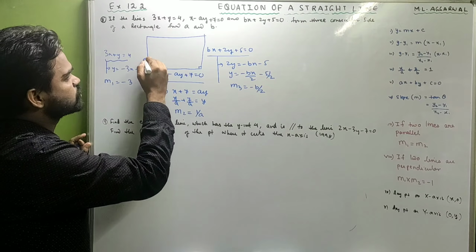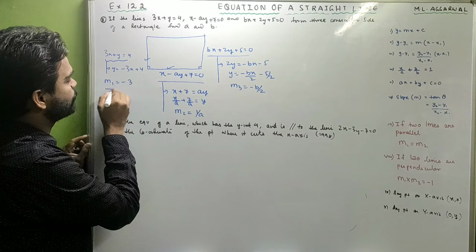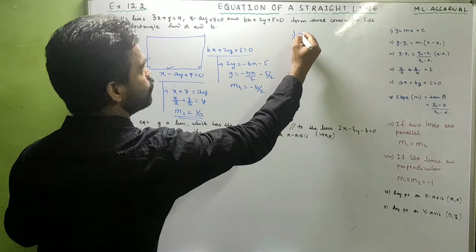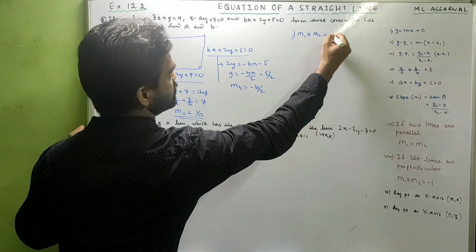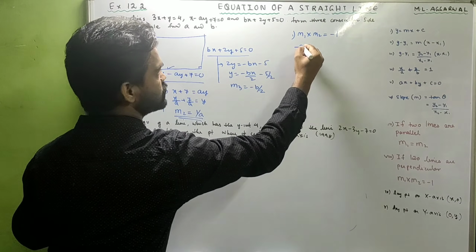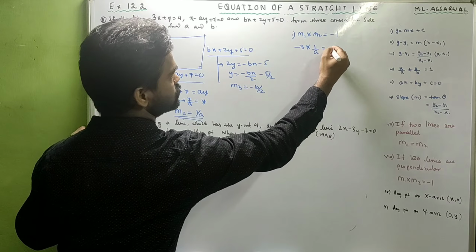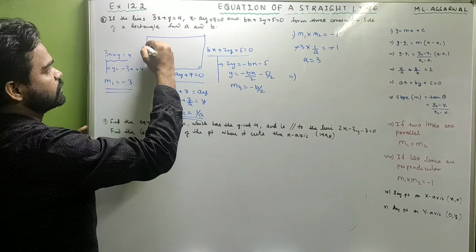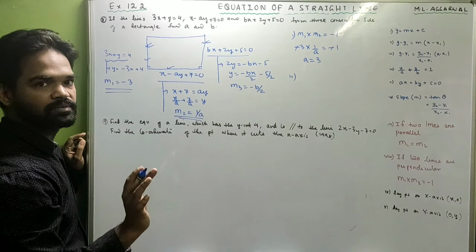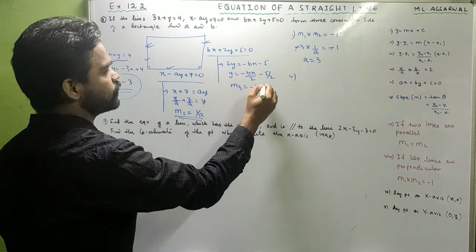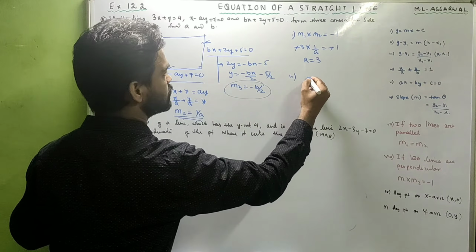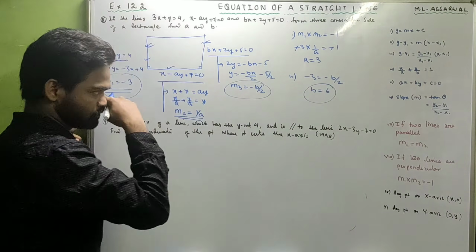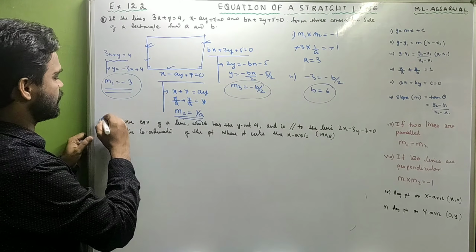Now look carefully. These two lines are perpendicular, which means the product of these two slopes will be minus 1. So can I say m1 multiplied by m2 is minus 1. Now m1 is minus 3, m2 is 1 by a, equals minus 1. So a is 3. Done. Now look carefully. This line and this line, they are parallel to each other. So m1 will be equal to m3. The slopes will be equal. So can I write minus 3 equals minus b by 2, which means b equals 6. Done. Okay.